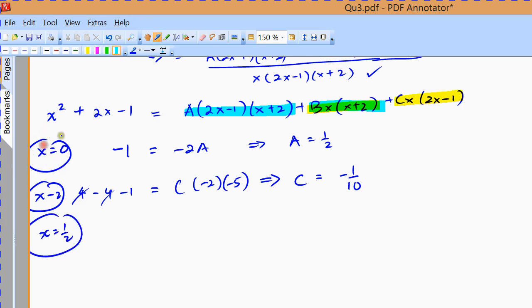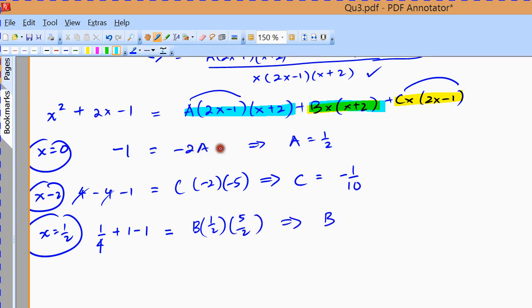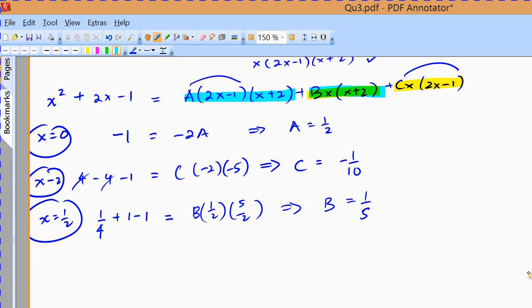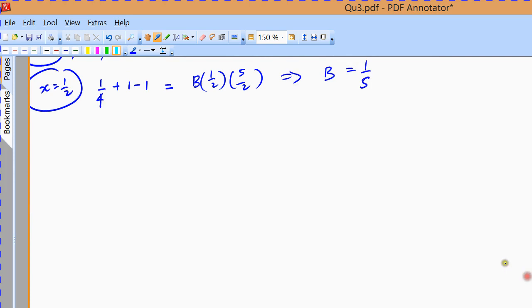Next we let x equal half. So on the left hand side we have 1 over 4 plus 1 minus 1. This is equal to, okay, this will be 0 now, and this will be 0. So we have b multiplied by half multiplied by 5 over 2. This gives us b equals 1 over 5. So now we have a, b and c, and we can now proceed with the integration.